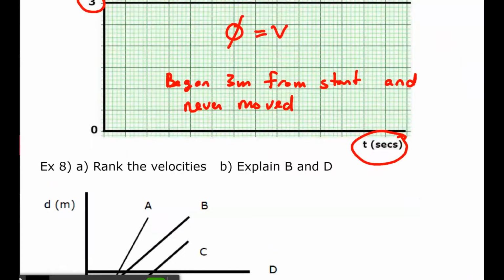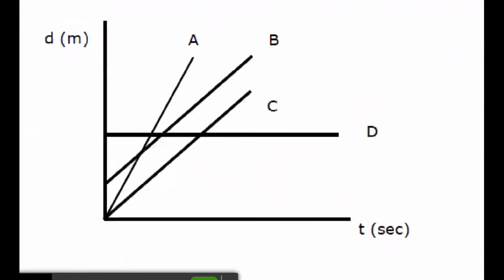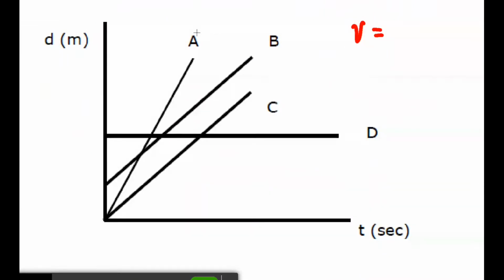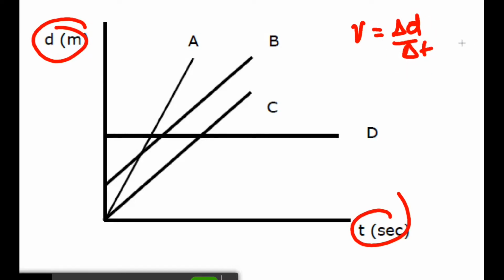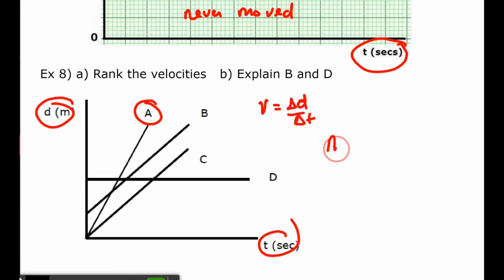Okay, let's rank the velocities here. Well, how do you do that? Well, velocity, let's circle, by definition is delta D over delta T. So rank them. A is the number one velocity. B and C are number two. They have the same slope, the same velocity. Now, this one started off with a head start, but once he started running, he ran as fast as this other guy. This person was just given a head start.